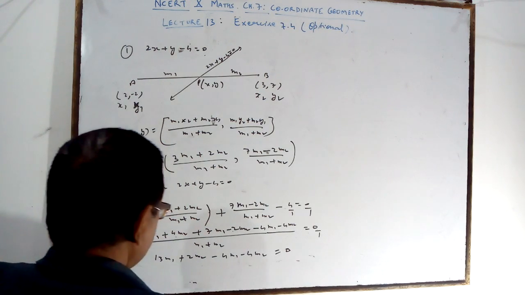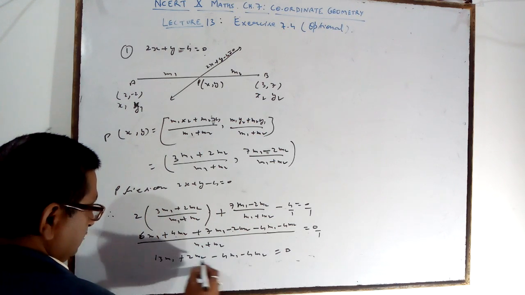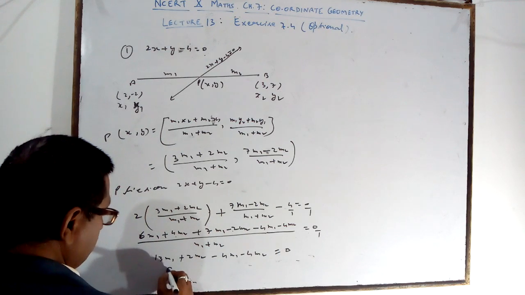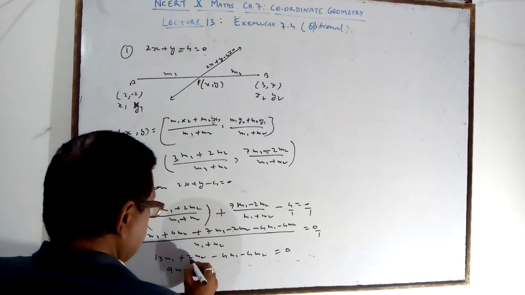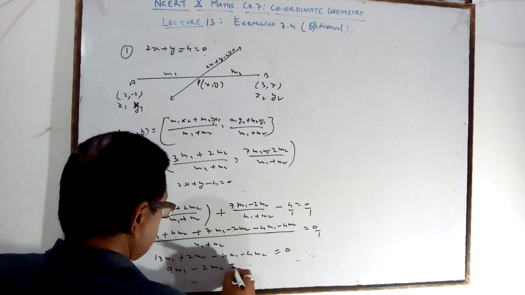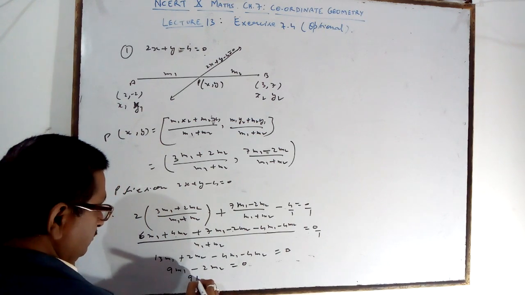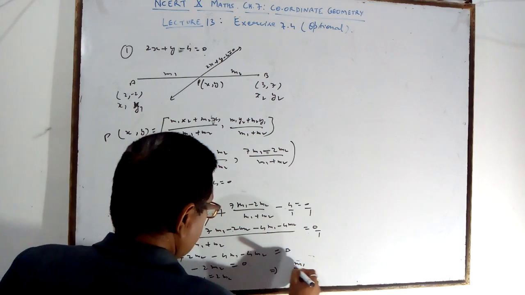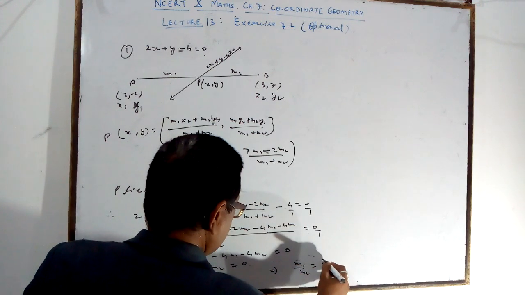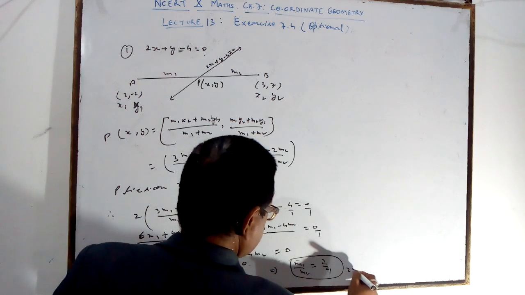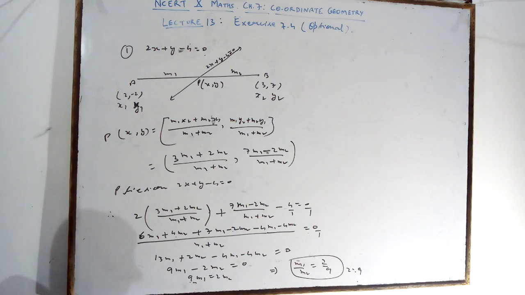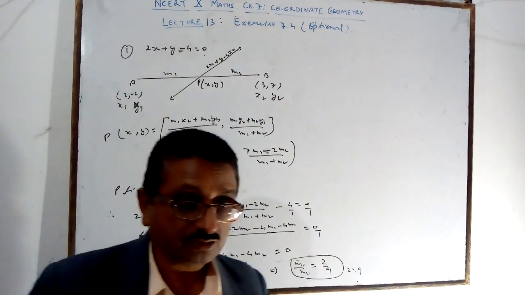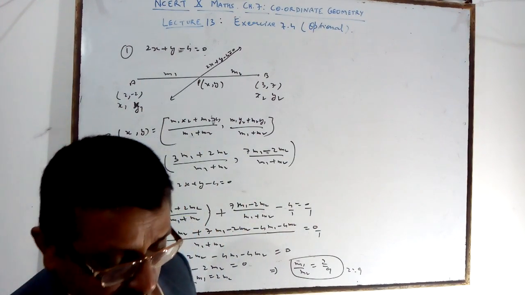So 9m1 minus 2m2 is equal to 0. So 9m1 is equal to 2m2. Therefore, m1 upon m2 is equal to 2 upon 9. 2 is to 9 is the ratio. You are getting m1 upon m2. 9 will go that side, 2 is to 9 is the ratio of this. Okay, 2 is to 9.